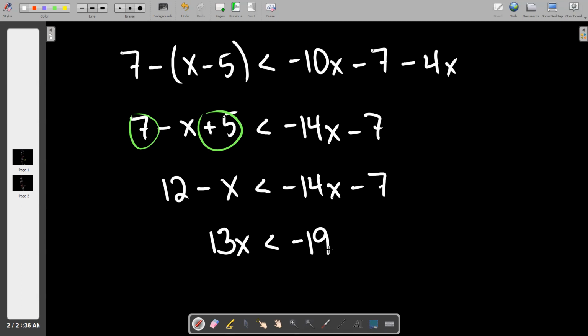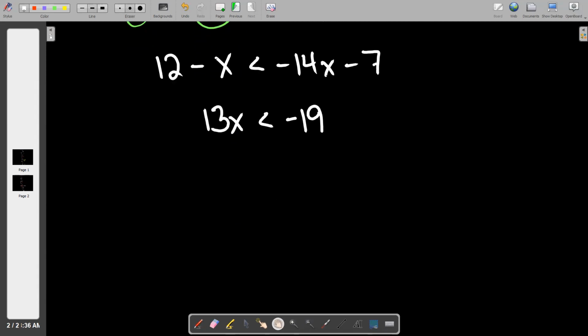Everyone comfortable with that? You can do that too if you want to. Just don't mess it up. I mean, I'll mess it up from time to time. We're human, but try not to mess it up. How's that? And then when we get here, what do we do? Divide by 13, and we're home free from there. So we get x is less than negative 19/13.